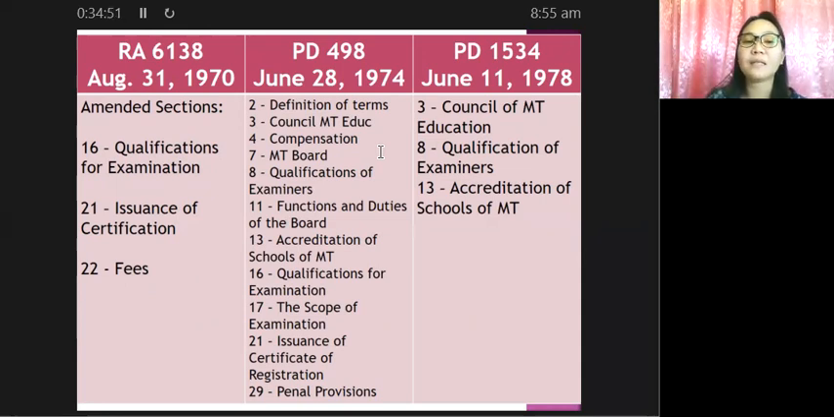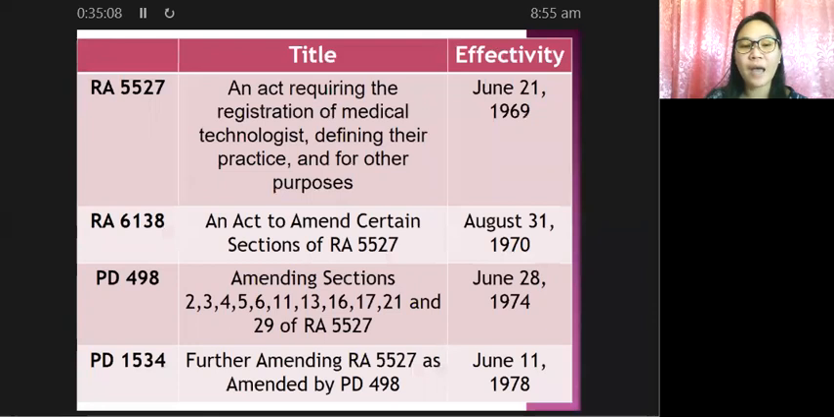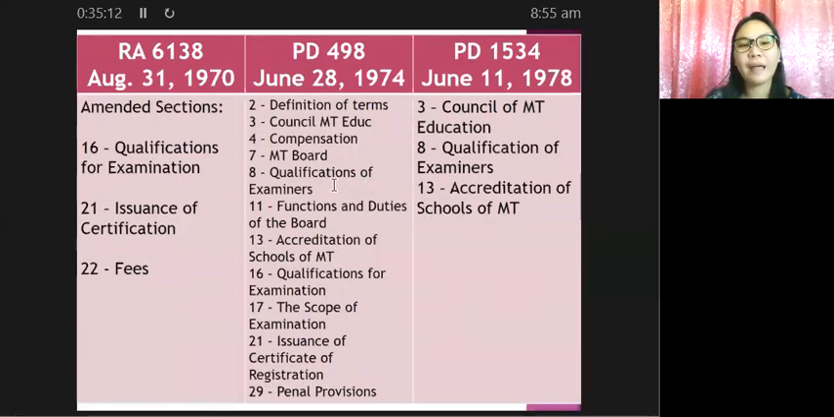Presidential Decree 498 amended the following: Section 2, definition of terms; Section 3, Council of Medical Technology Education; Section 4, compensation of the council; Section 7, Medical Technology Board; Section 8, qualifications of examiners; 11, functions and duties of the board; 13, accreditation of schools of medical technology; 16, qualifications for examination; 17, the scope of examination; 21, issuance of certificate of registration; and 29, the penal provisions.